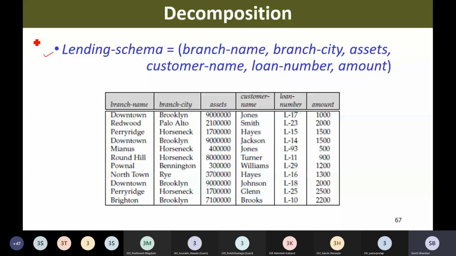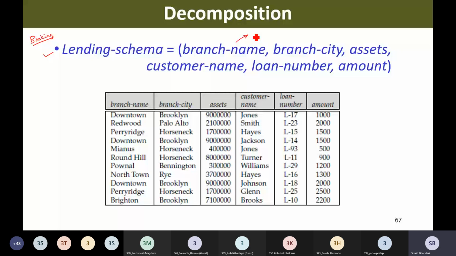So let me describe all those attributes for you. Branch name is the name of the branch of the bank where the customer has the account. Branch city represents the city where that branch is located. Assets is some amount, the assets of that branch. So whatever funds are available with that branch are stored in this attribute, assets.